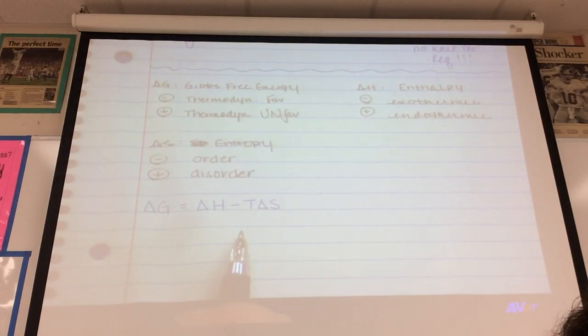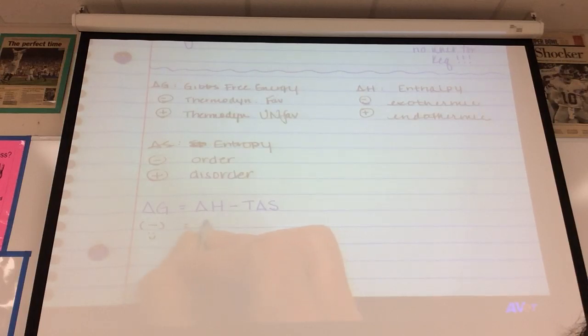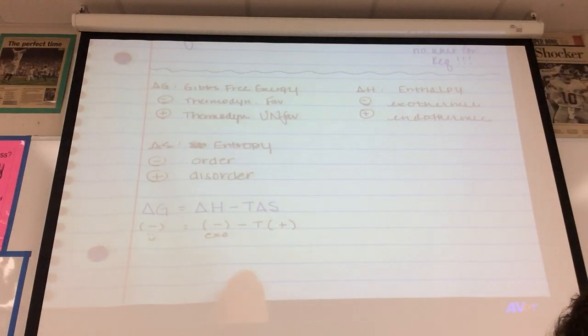Are we going to have problems like that on the test? Uh-huh. In order to be thermodynamically favorable, delta G has to be negative. I'm going to put a little smiley there. An exothermic reaction that favors disorder with a positive delta S will always generate a thermodynamically favorable reaction, because a negative minus a positive will be a negative delta G value, thermodynamically favorable.